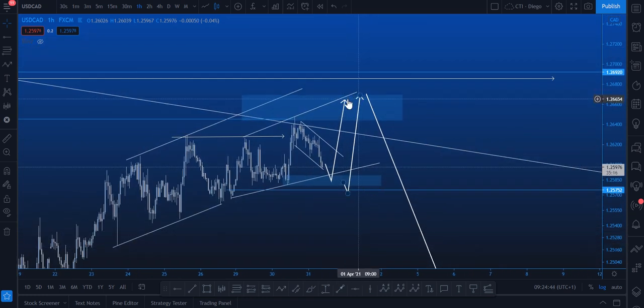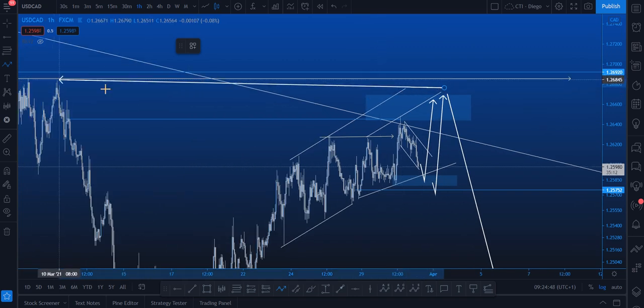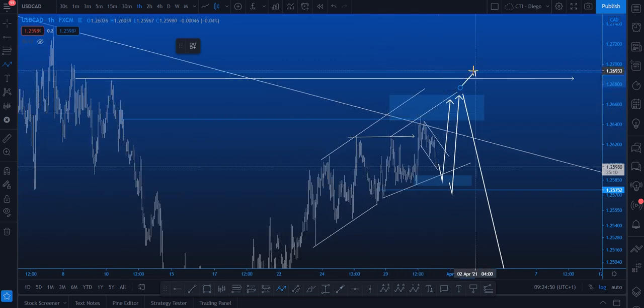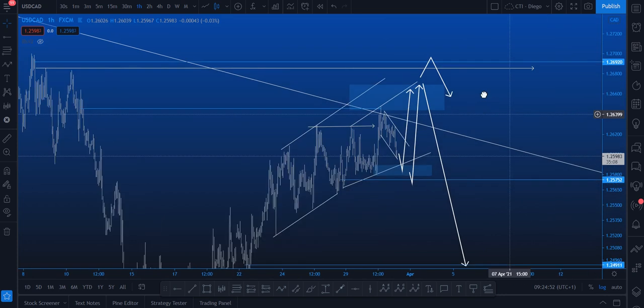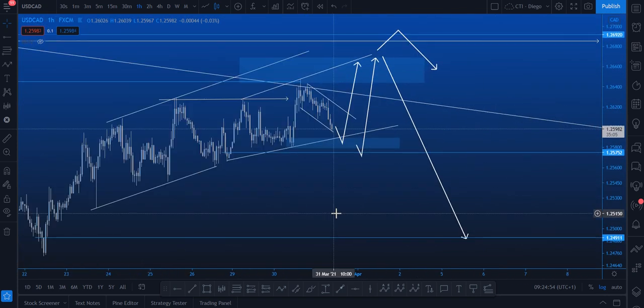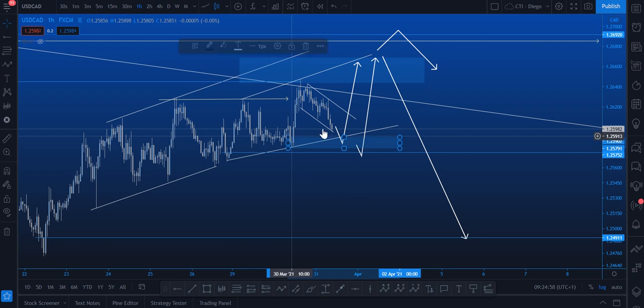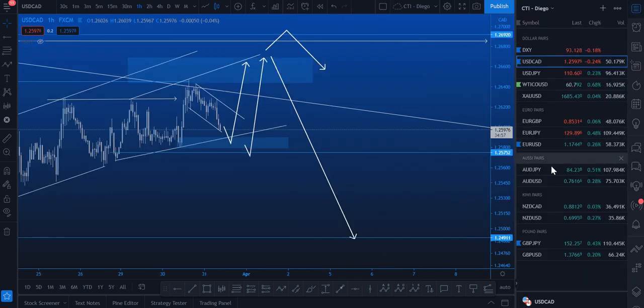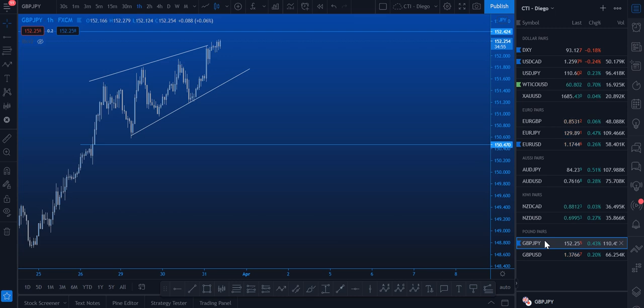I'm also prepared if price continues to go higher. There are some equal highs here to the left, as you can see. Then this will be my plan A. So this is the game plan for dollar CAD. I'm definitely expecting a reversal somewhere around here. So that's dollar CAD. Next on the list is pound yen.